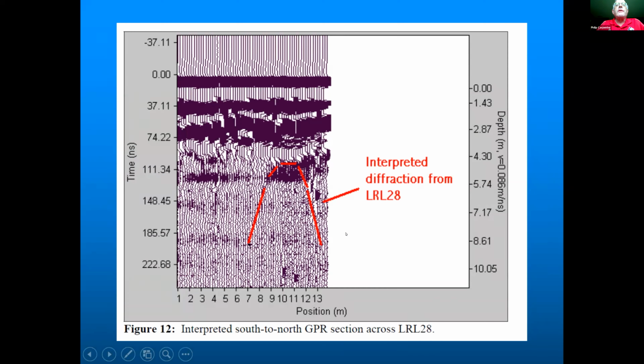And it's hard to see in this picture. Actually, the colored version of this is much better. So again, the way you want to interpret this, the top thing is the airway, right? The second thing is the ground wave. And then the third thing is probably the top of the refuse below the cover. And then there's a few reflectors down here.